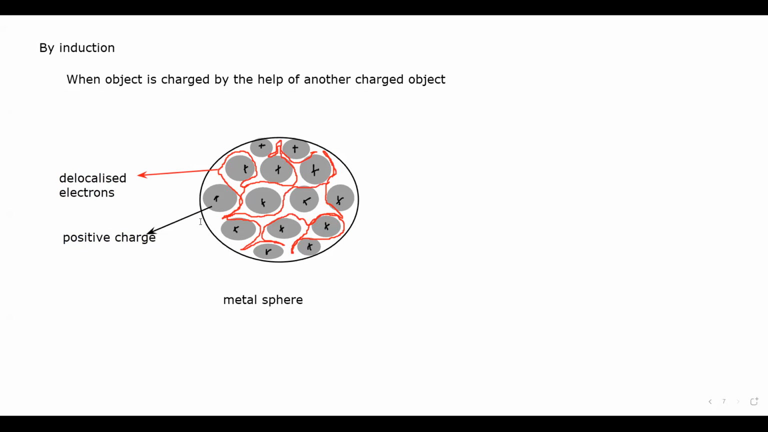This positive charge has electrons as well, but it is a net positive charge. The atom lost its electron, so there are still electrons, but the number of protons is more than the number of electrons, so it is a net or resultant positive charge. Overall the metal is neutral because the number of positive and negative charges is the same.